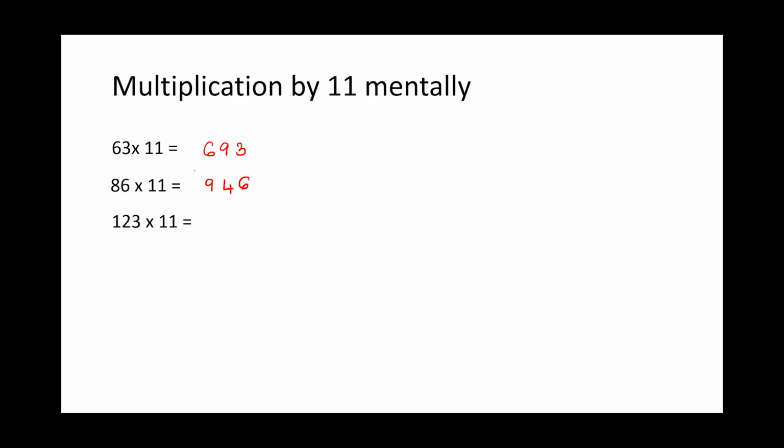So 123 into 11. Now, what if it is 3-digit numbers? So what you do is you start from 3 and then keep adding 2 digits at a time. So 3 plus 2, 5. Then 2 plus 1, 3. And finally you write 1. Which is again when I ask you 123 into 11 is 1230 plus 123. Which gives you the answer as 1353. Yeah. Let's try another one.